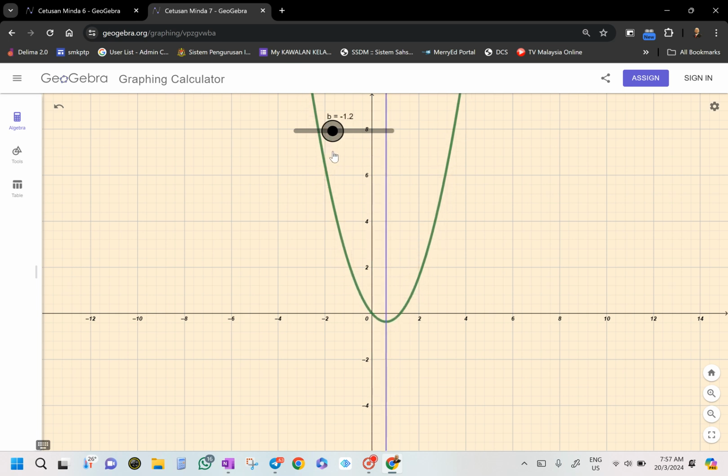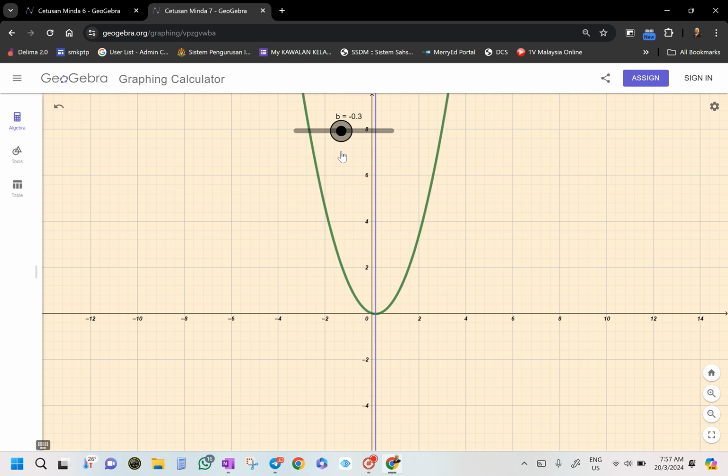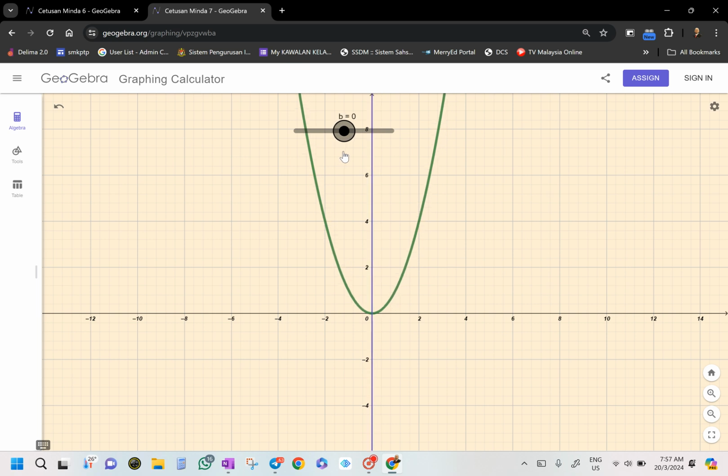Okey, bila B kita positif, nampak mana dia kejap? Mana B saya? Okey. B saya 0. B equals to 0. What happened?